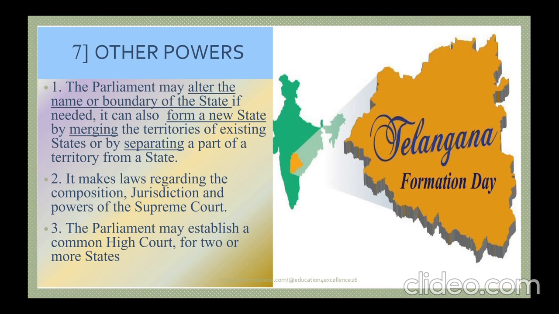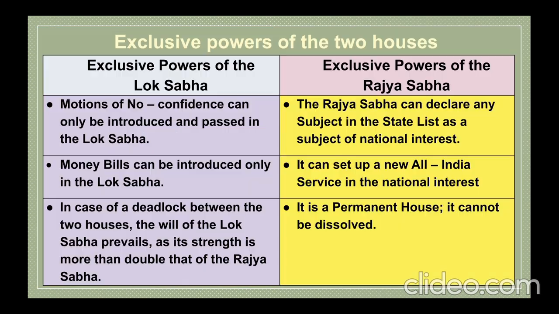Other powers of the Parliament: the Parliament may alter the name or boundaries of a state if needed. It can also form a new state by merging the territories of existing states or by separating a part of territory from a state. It makes laws regarding the composition, jurisdiction and powers of the Supreme Court. The Parliament may establish a common high court for two or more states.